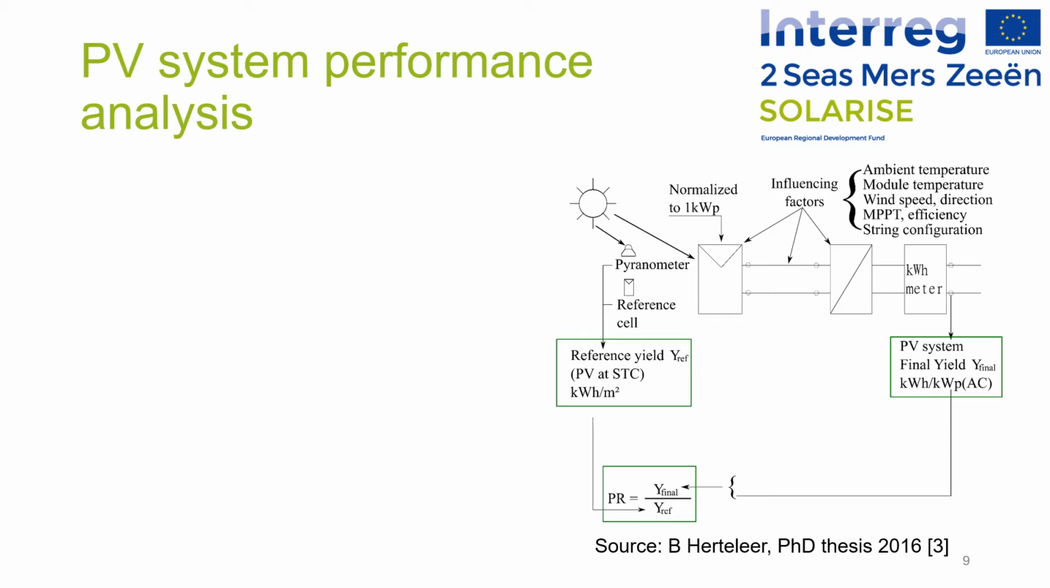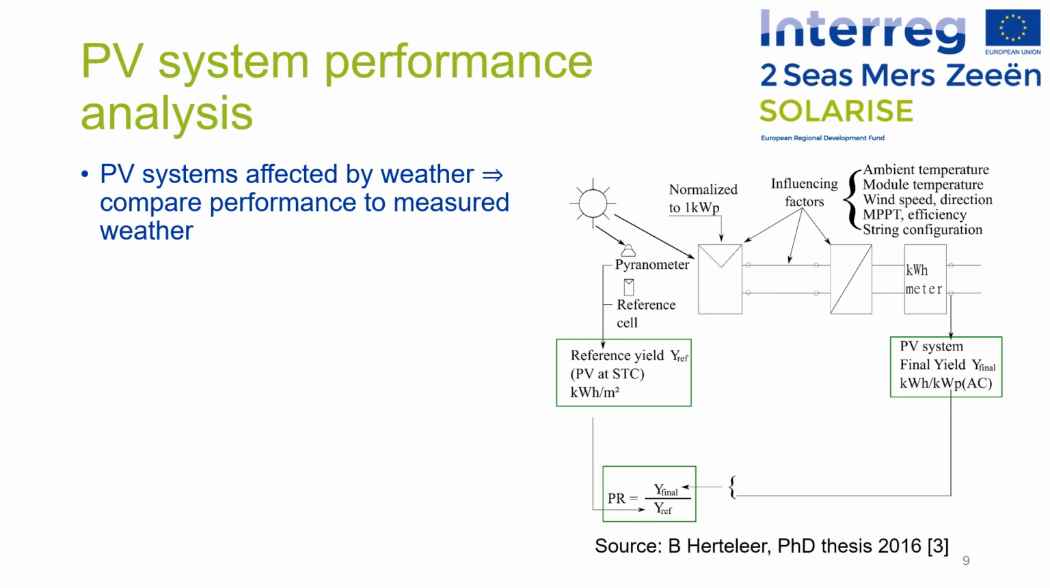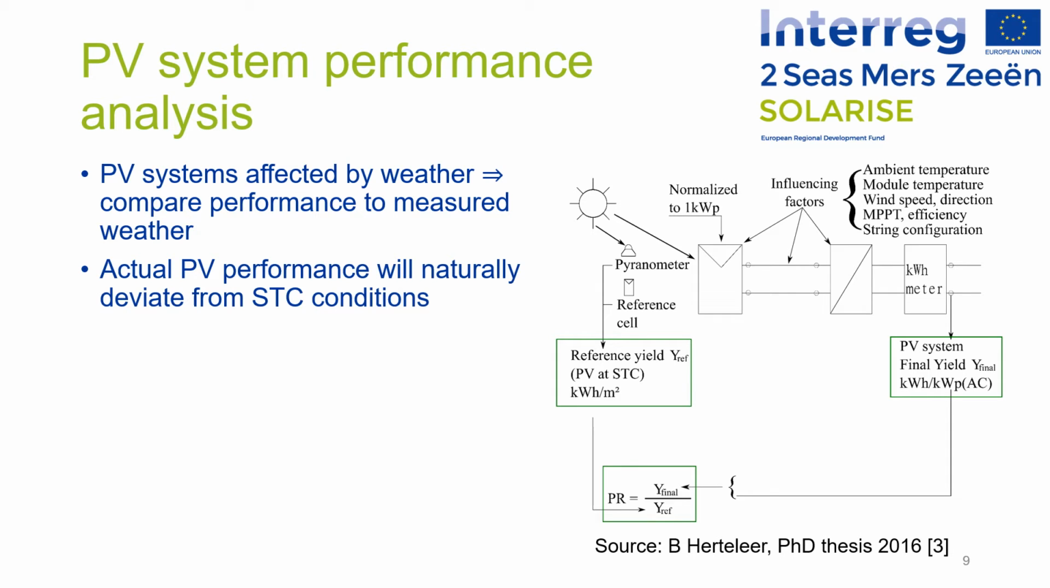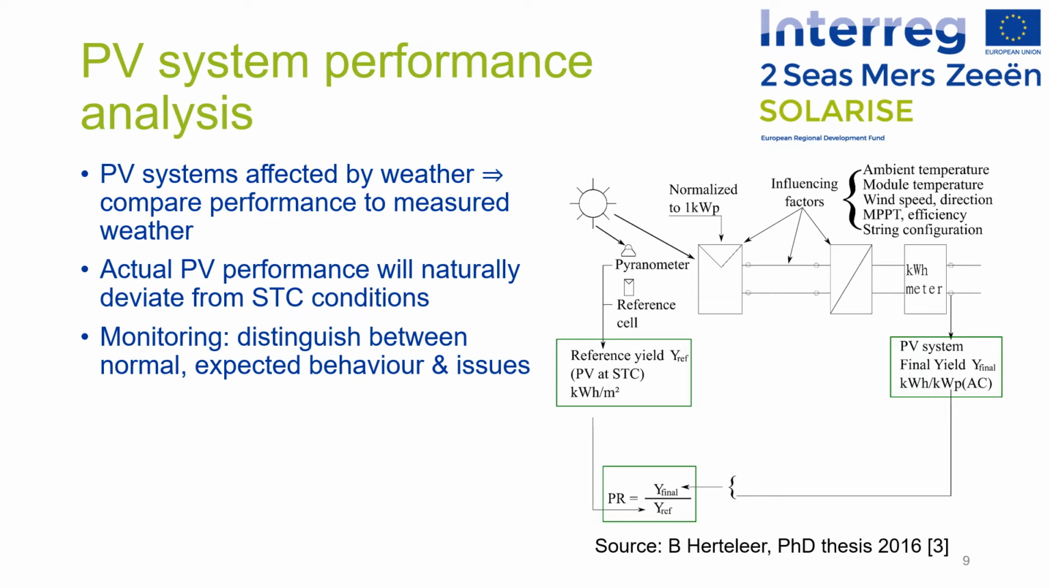Now, if we do a PV system performance analysis, we need to match the energy yield of the system as it experienced the weather. And therefore, you need to compare the measured performance to the measured weather. And the actual PV performance will naturally deviate from standard testing conditions for which the data sheets of PV modules and inverters are made. And here, monitoring is needed to distinguish between normal, expected behavior and issues occurring.